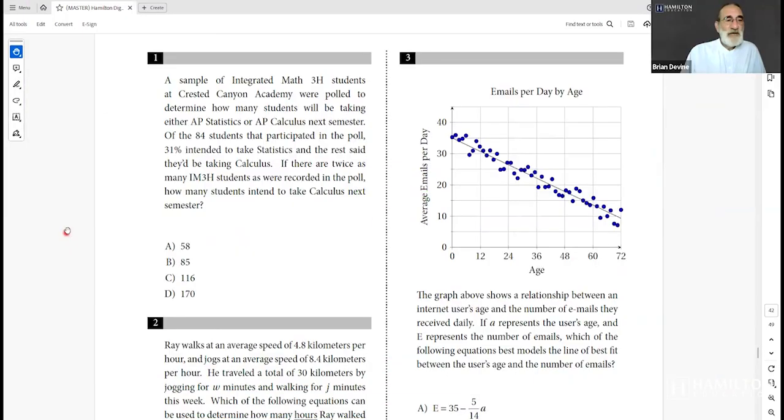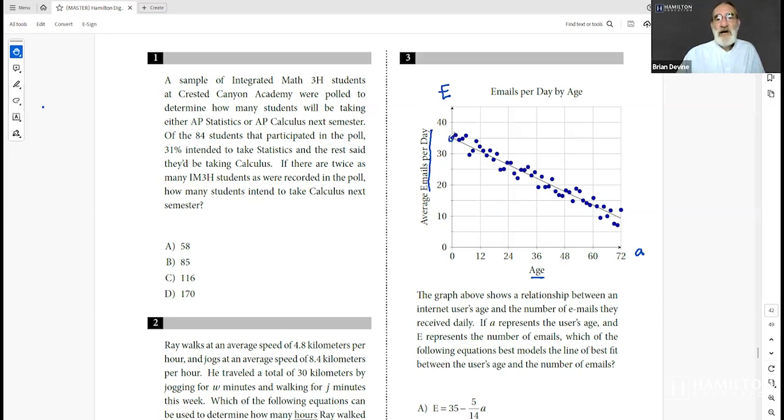Question 3. In question 3, we're given a scatter plot that has a line of best fit on it. And the graph shows the relationship between internet users' age on the horizontal axis and the number of emails they send per day on the vertical axis. And A would be the age, so this is the A axis, and E of A, well, that would be on the vertical axis. And so this is linear, and we want to know which best fits.